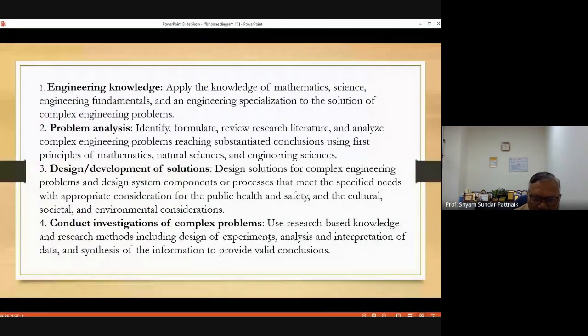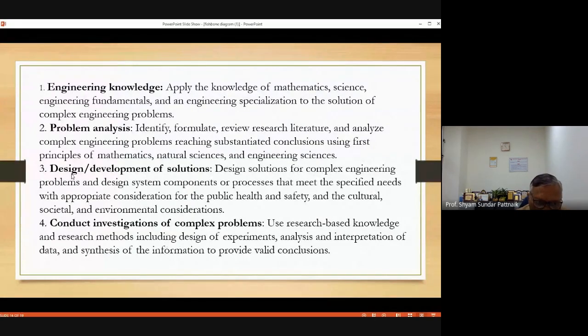So basically, if you see, this is dissected in such a way that research method is one, then designing of experiment is another one. Designing of experiment is one, then analysis is another, interpretation is another, synthesis is another. So like that you have to dissect.